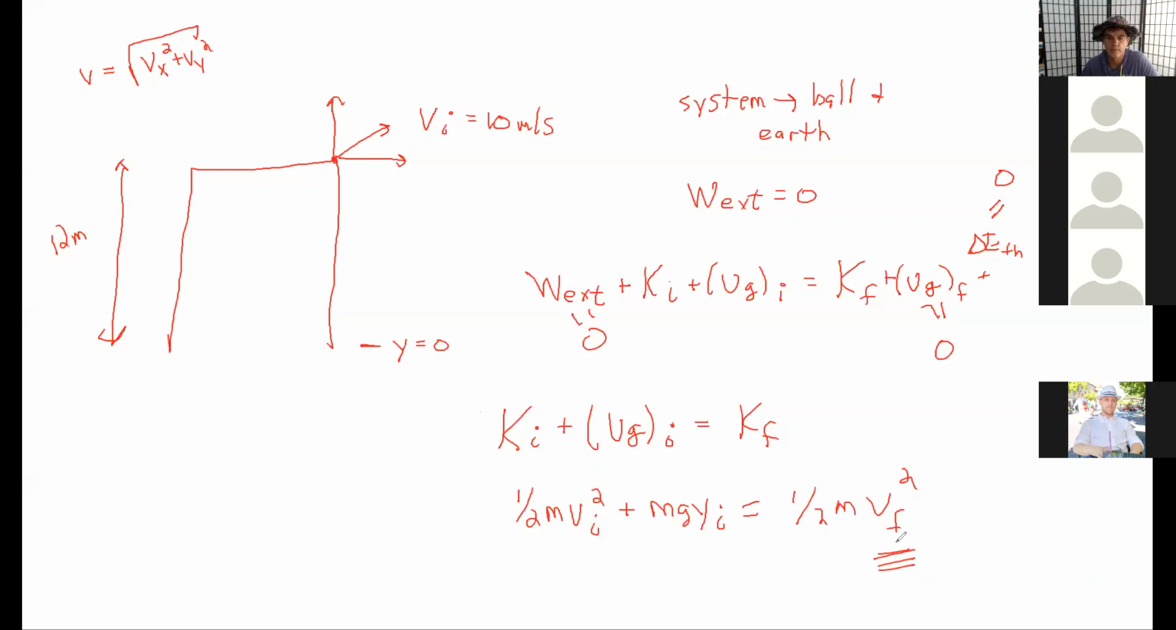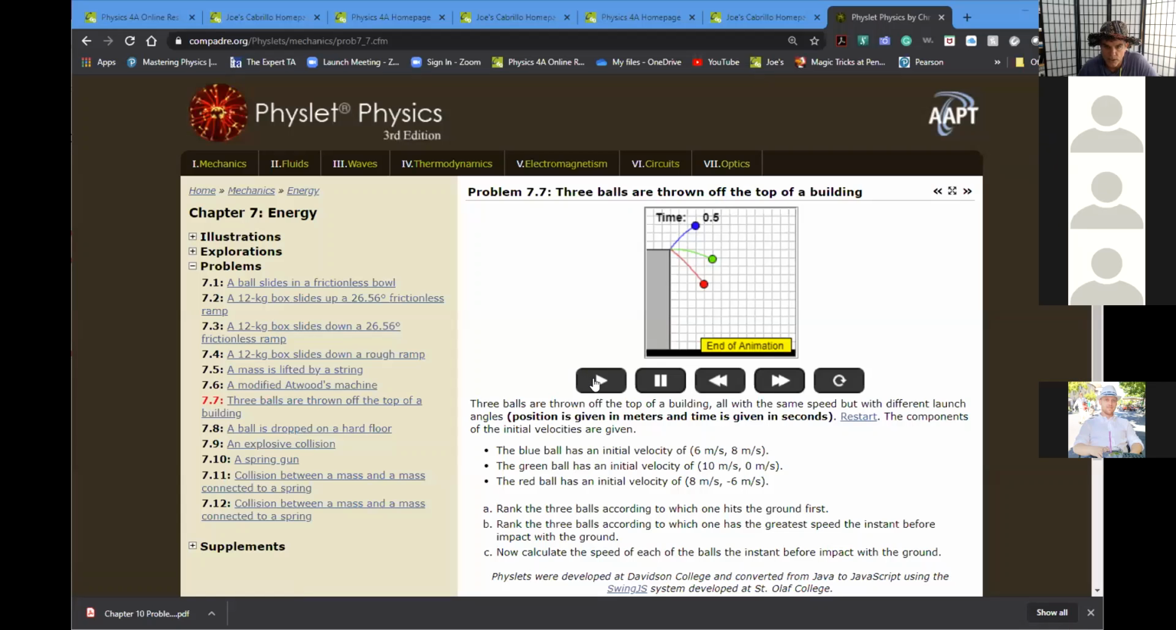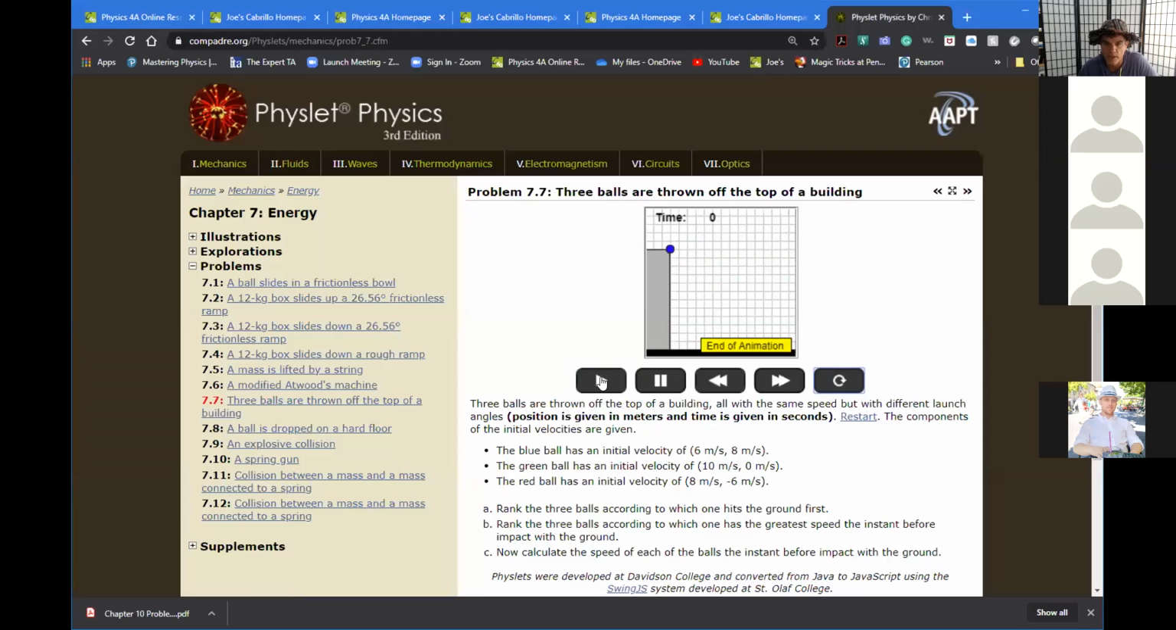Does that mean that they would also all hit at the same time? No, most definitely not at the same time. Does this actually shoot these? It doesn't actually show you, but you could clearly see, or even imagine, if I launch something straight down, it's going to hit sooner than something launched straight up or launched horizontally. So they're most definitely not hitting at the same time, but they are hitting at the same speed.